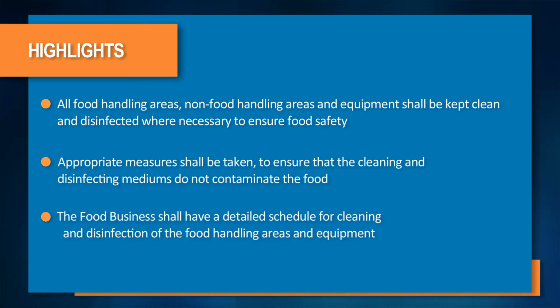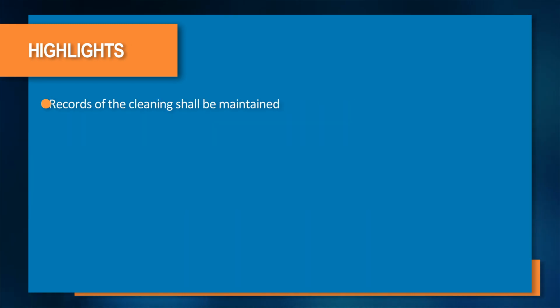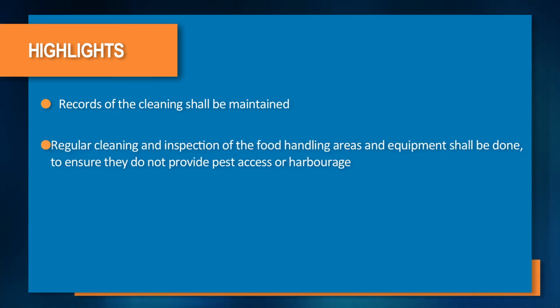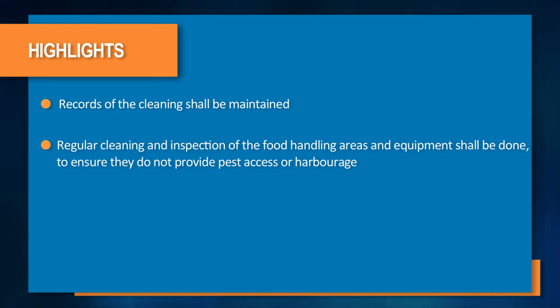The food business shall have a detailed schedule for cleaning and disinfection of food handling areas and equipment. Records of the cleaning shall be maintained. Regular cleaning and inspection of the food handling areas and equipment shall be done to ensure they do not provide pest access or harborage.